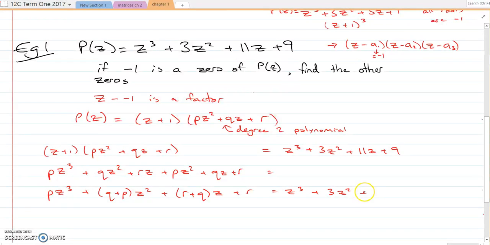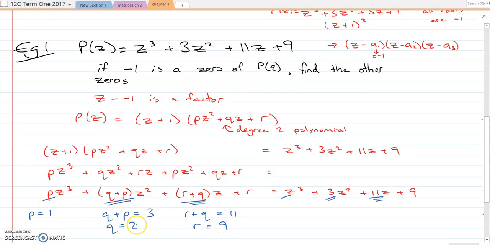So the coefficients on the left side have to match the coefficients on the right side. So what that means is this p here has to equal however many z cubes I have there, which is 1. So we know that p is equal to 1. Then we can look at this q plus p, the coefficient of z squared, which has to equal this 3. So q plus p equals 3. Well, we know that p is 1, that means q has to be 2. We'll look at this one, the r plus q has to be equal to the 11. R plus q equals 11. Q is 2, so that means r is 9.